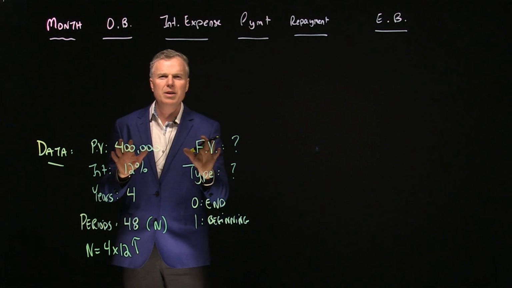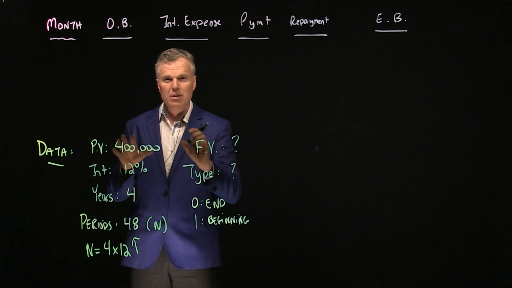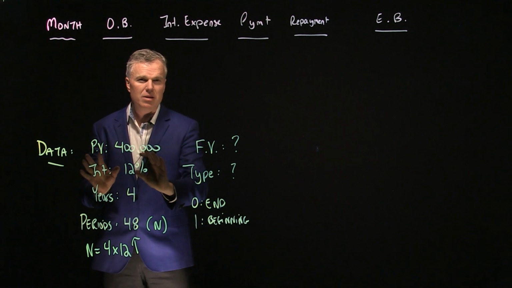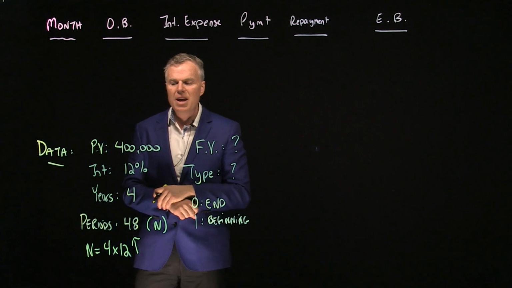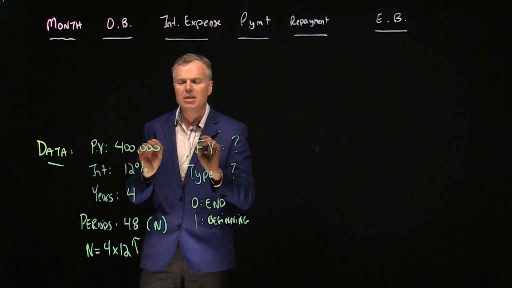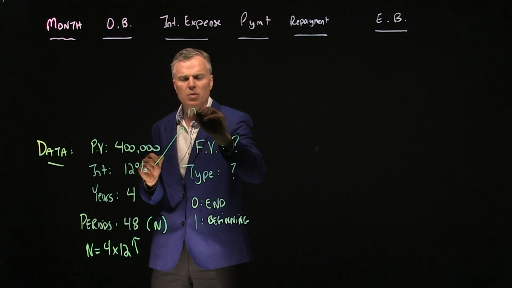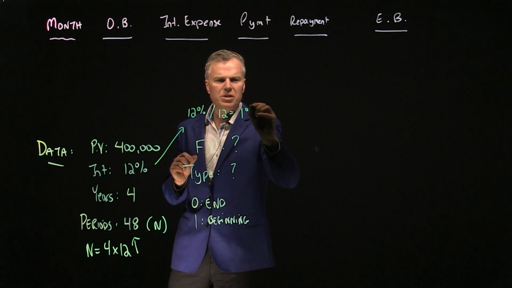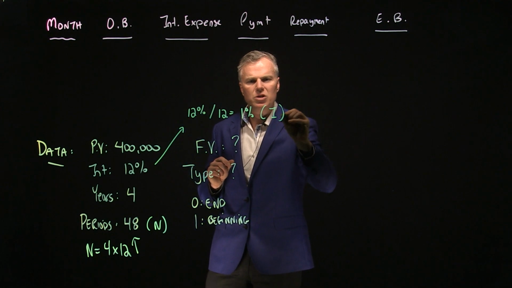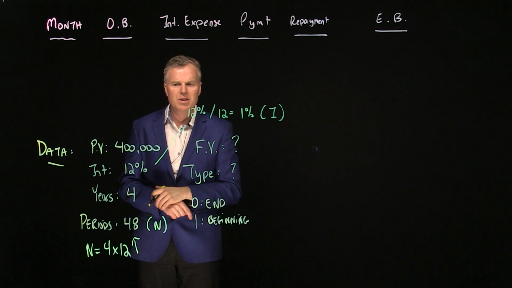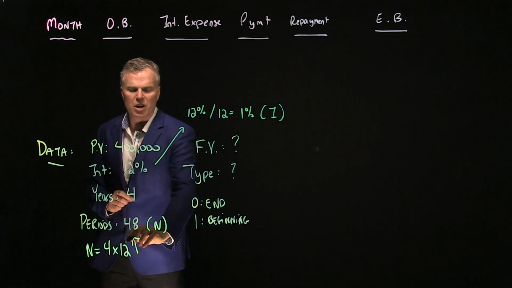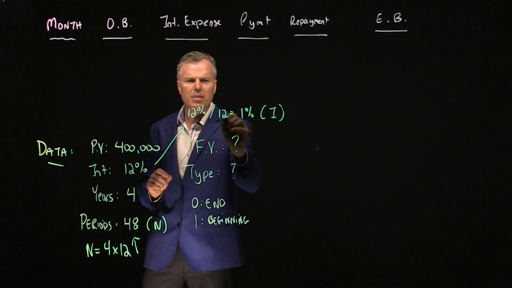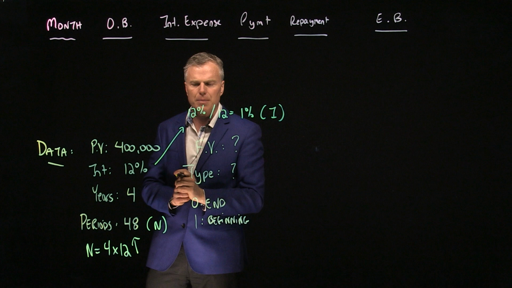Now I have to make sure that everything is calculated based on the same method. We're dealing with months, but my interest rate is based on years. So I then have to calculate my interest rate as a monthly amount. Let's take that 12%, divide it by 12 months, and 1% will be my interest rate per month. So here I'm multiplying by 12 to get my periods, and here I'm taking my annual rate, dividing it by 12 to get my interest rate per month.